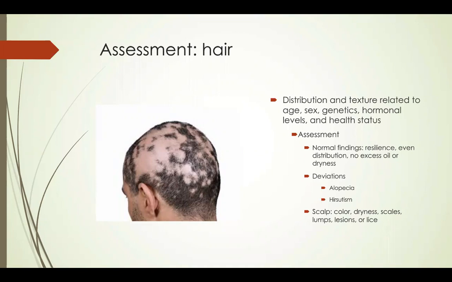You want to look for normal findings. It would be resilient, evenly distributed, no excess oils or dryness. Any deviations, two examples. One is alopecia, and that's what this picture is of, when you have hair loss. And the other one is hirsutism. That is when women have excessive growth of dark coarse hair, almost like male pattern hair in women, and they could get hair on their chest, their face, like a mustache or a beard, and their back. So it's usually due to having too much of the male hormones in their body.